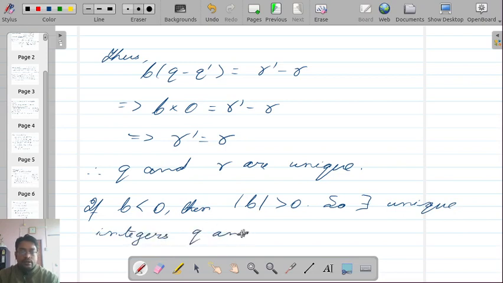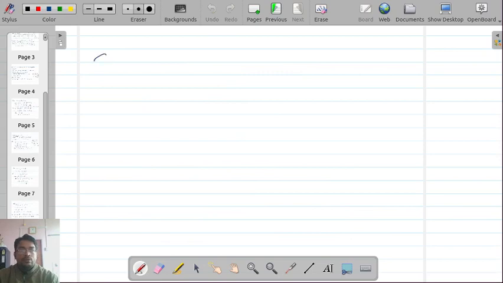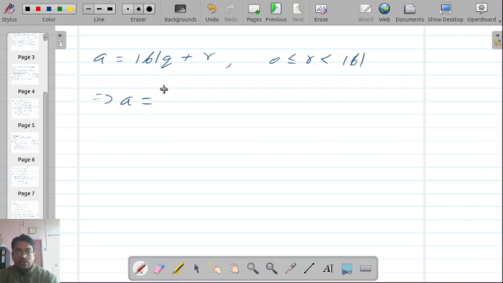Q and r such that a equal to mod b into q plus r, where 0 less than or equal to r strictly less than mod b. So we are taking mod b as the divisor now. I want to write it in terms of b. Since b is less than 0, what is mod b? Mod b is the same as minus b. So a equals minus b into q plus r, 0 less than or equal to r less than mod b.